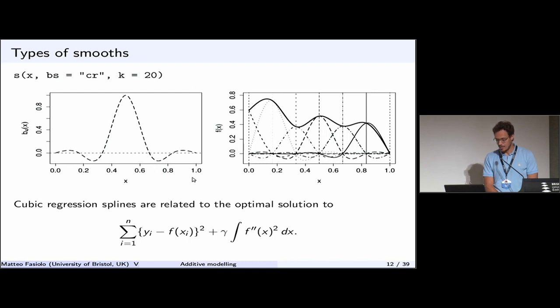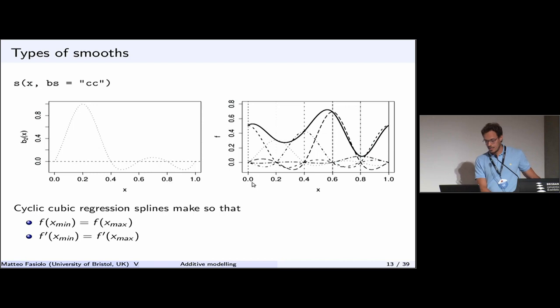The motivation behind this cubic regression spline basis is that they are related to the optimal solution to the problem shown here, where you're trying to minimize a sum of squares over your observations y, but at the same time, you're also trying to minimize the integrated curvature of your estimated effect. So this part is a goodness of fit, while the part on the right is trying to keep your effect as linear as possible. And the balance between the two is determined by this lambda, which is called the smoothing parameter. As you increase lambda, this part will be more important, and you get something more linear.